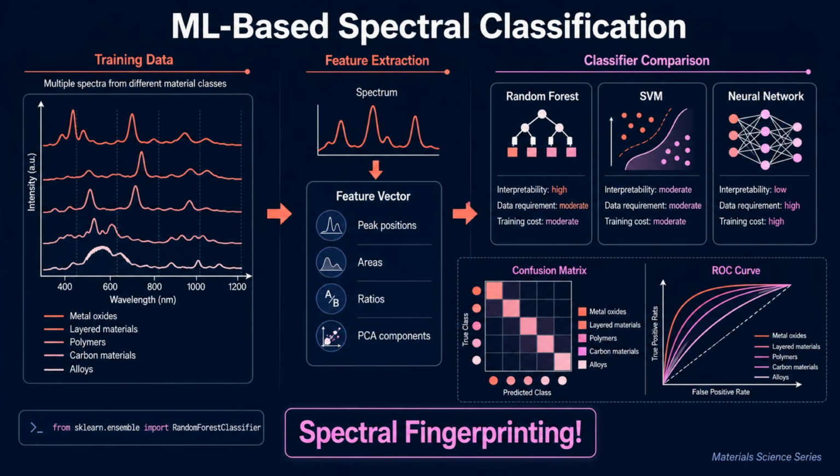Machine learning enables automated spectral classification and identification. The workflow begins with feature extraction, converting spectra into numerical vectors, capturing peak positions, intensities, ratios, or principal components. These features train classifiers like random forests, support vector machines, or neural networks using scikit-learn. Model performance is evaluated using confusion matrices, showing classification accuracy, and ROC curves indicating the trade-off between sensitivity and specificity. This approach enables spectral fingerprinting for material identification, quality control, and authenticity verification.